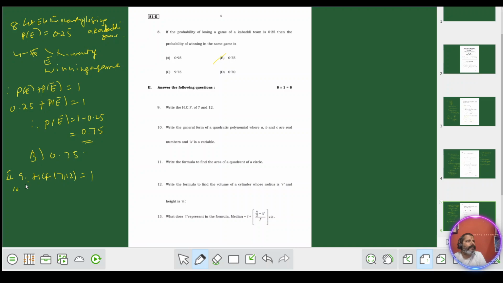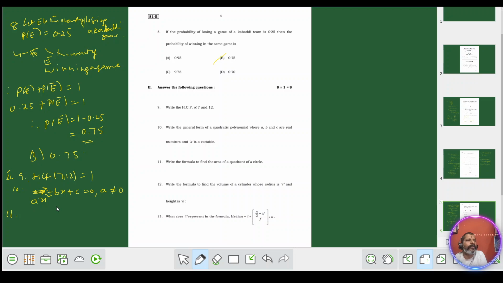Write the general form of a quadratic polynomial where a, b, c are real numbers and x is a variable. So what is the quadratic formula? Directly you write the formula ax square plus bx plus c equal to 0, where a not equal to 0. Please remember to write the condition here. Okay, so simple it is.